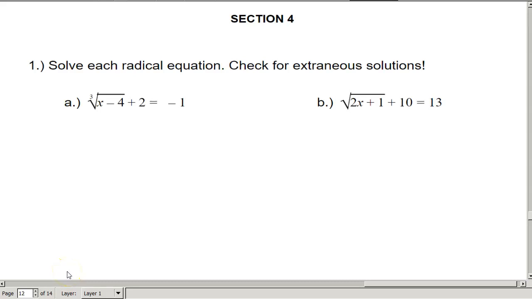All right, section 4 in the review for 5.1, 6.1, and 6.2. Number 1, solve each radical equation, check for extraneous solutions.